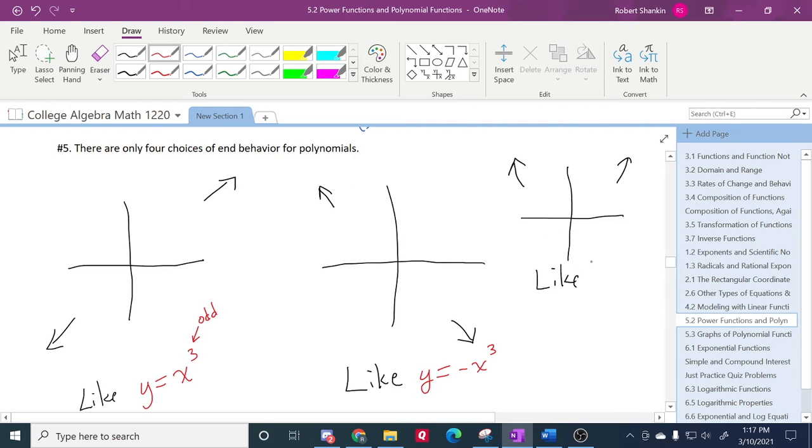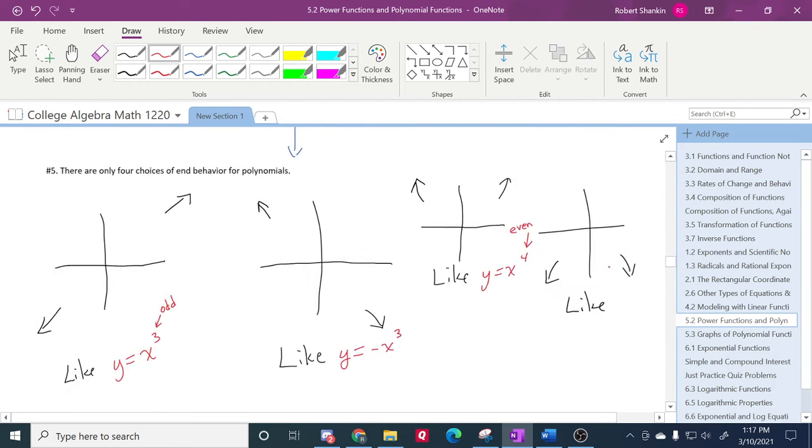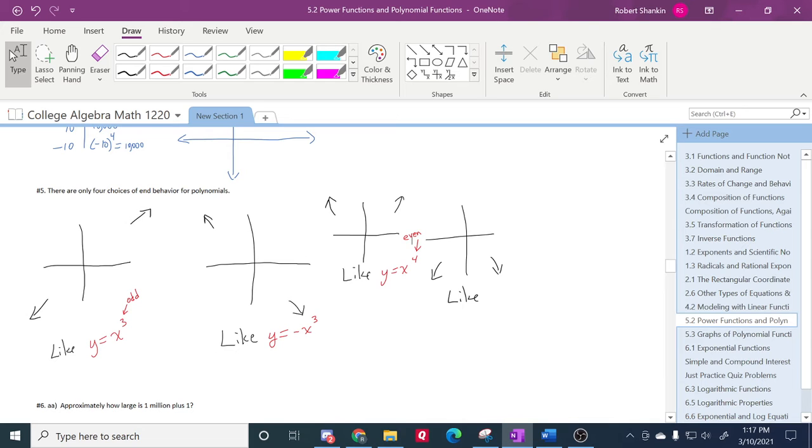All right. When they're both up, it's kind of like y equals x to the fourth, as long as the exponent is even. And then both down, it's like this, and that would happen like negative x to the fourth. It would still have to be even to make them both go in the same direction. But if it's negative, then they both have the end behavior going down.